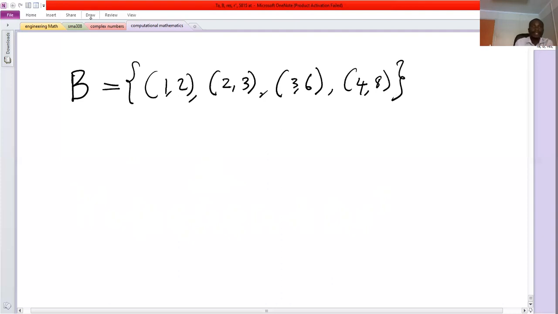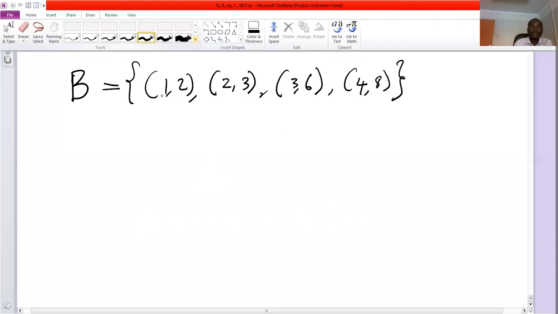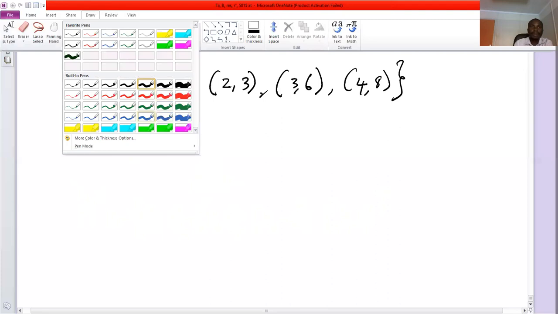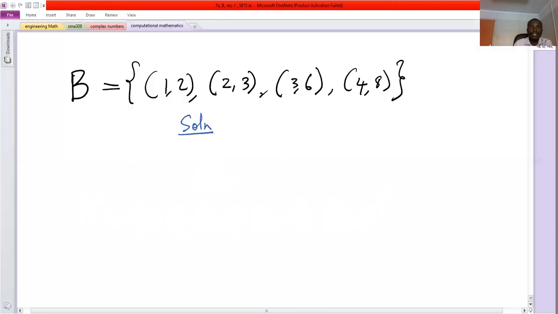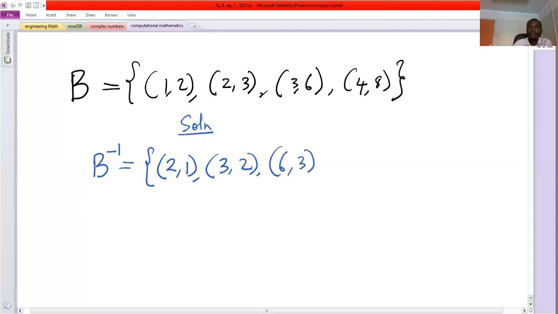So to get the inverse of this relation, you simply have the same number of elements and you interchange the order. First becomes second, second becomes first in all the pairs. So 1, 2 will be 2, 1. 2, 3 will be 3, 2. And then 3, 6 will be 6, 3. And 4, 8 will be 8, 4.